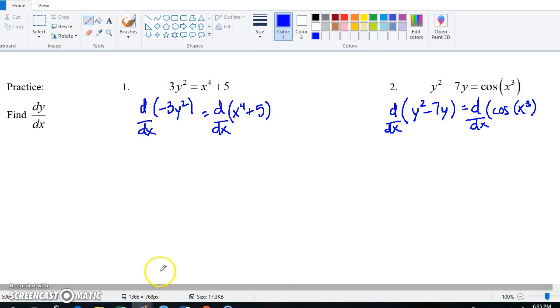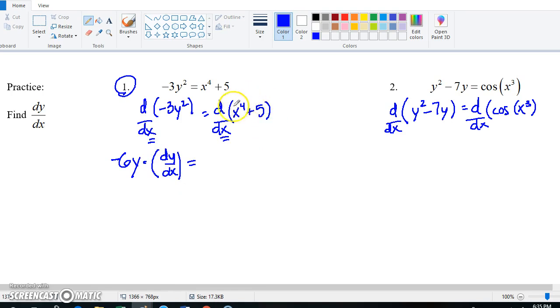Let's take a look at two examples. Example number 1. Negative 3y squared is equal to x to the fourth plus 5. We're going to differentiate both sides with respect to x. On the left side, my variable does not agree. Y and x are different. I'm going to differentiate using the power rule, getting negative 6y to the first power. Y is a function of x, so I must multiply by the derivative of y with respect to x.